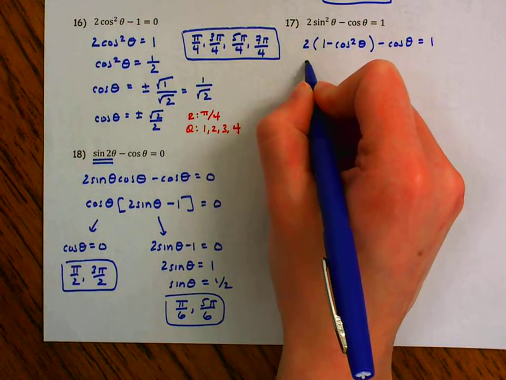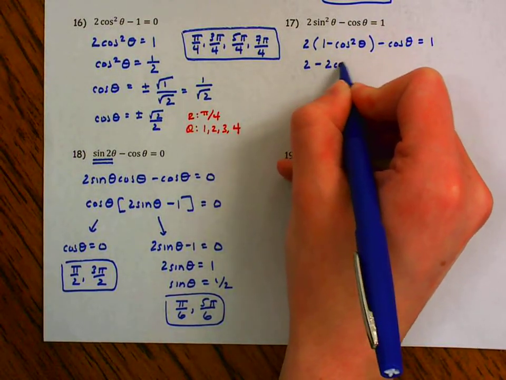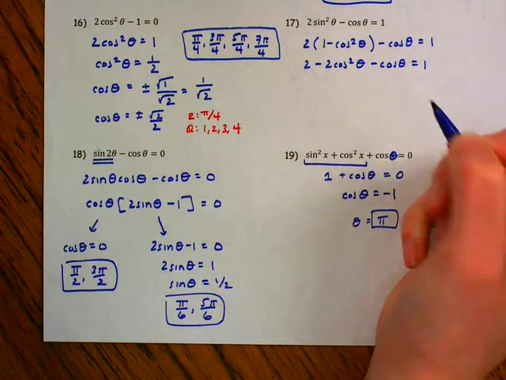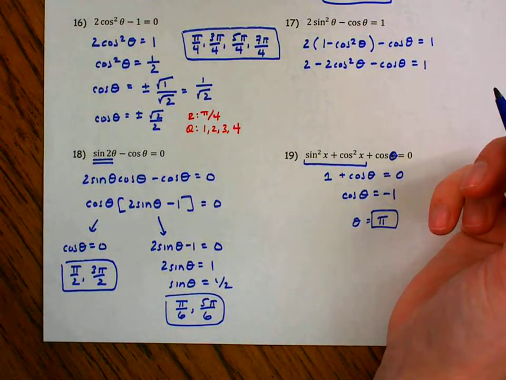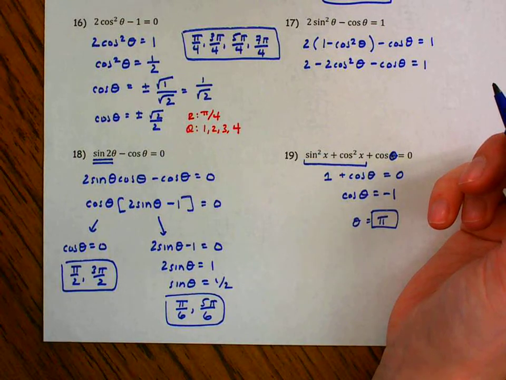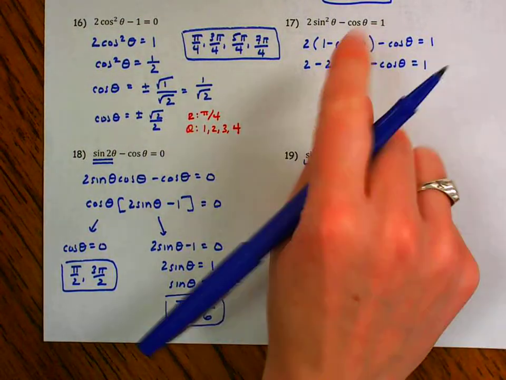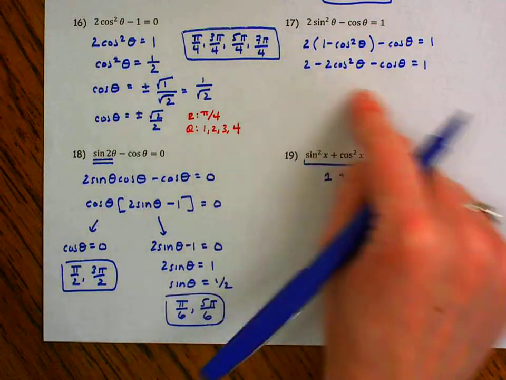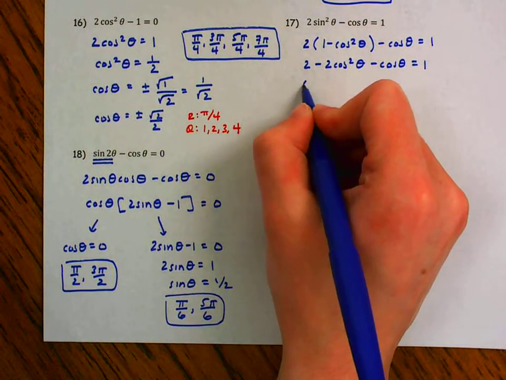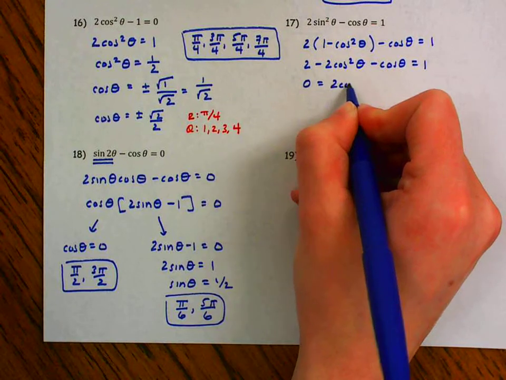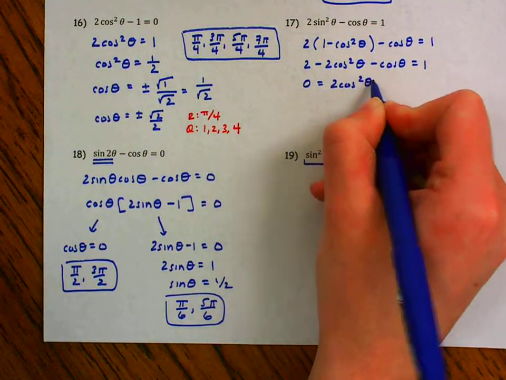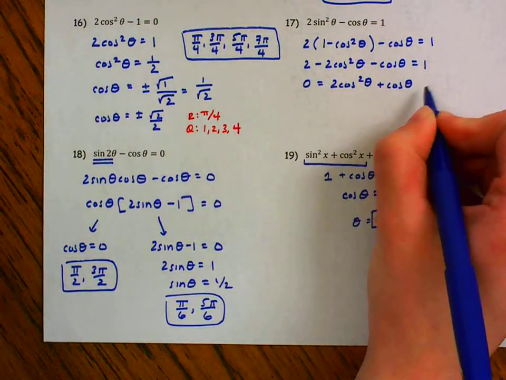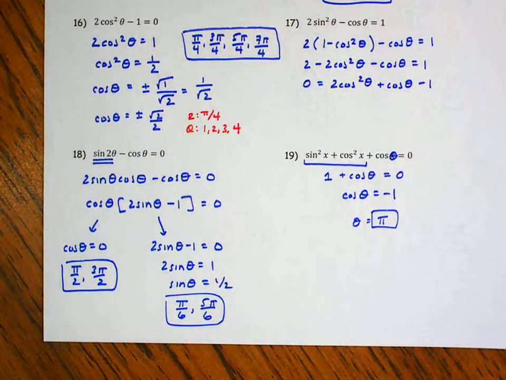It's going to give me 2 minus 2 cosine squared theta minus cosine theta equals 1. I'm going to have to factor this. It's not going to be pretty. I want to get everything on one side, and I do not like having a negative leading coefficient. This is my square term that's negative, so I'm going to move everything to this side. So if I move that over, I get a positive 2 cosine squared theta. I'm going to move that over to give me a positive cosine theta, and I'm going to subtract the 2. That's going to give me a negative 1.